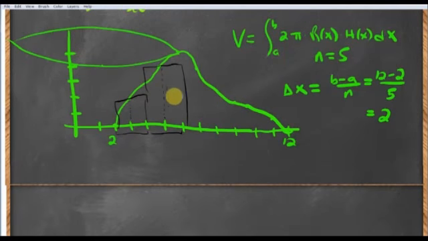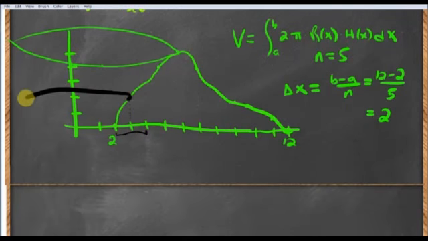But now instead of little rectangles, 5 of them, we're going to have 5 shells. So our first shell, let's take a look at our first shell. It's going to have a width of 2, and so we're going to use the midpoint, which is right there. There's my y value. All right, so this is our first shell.